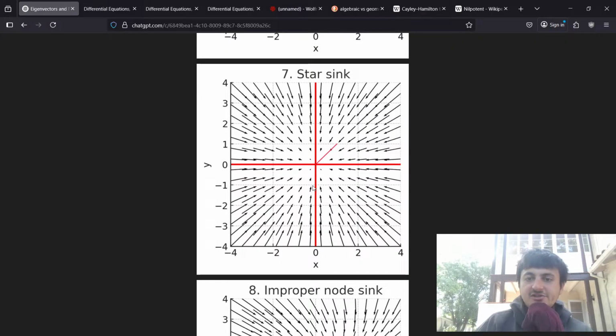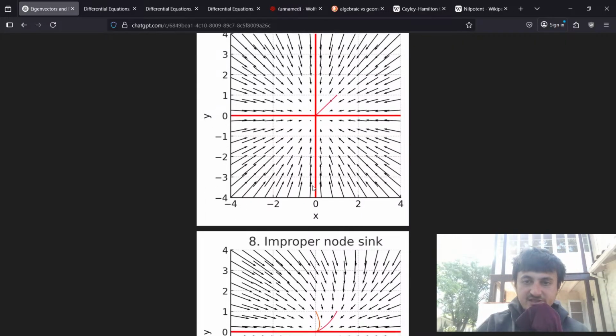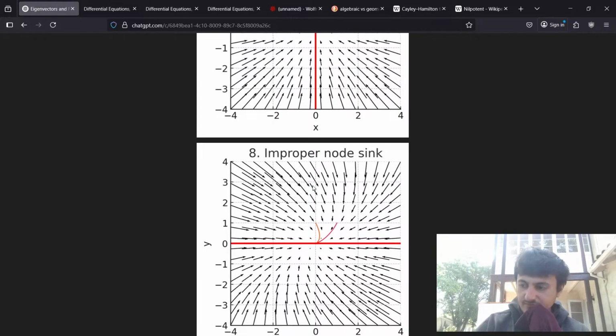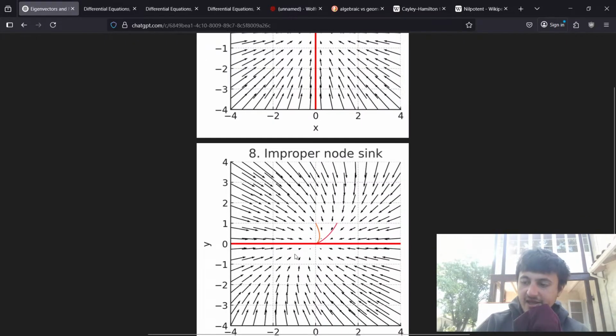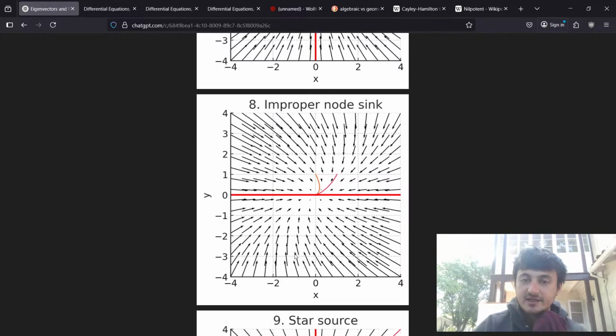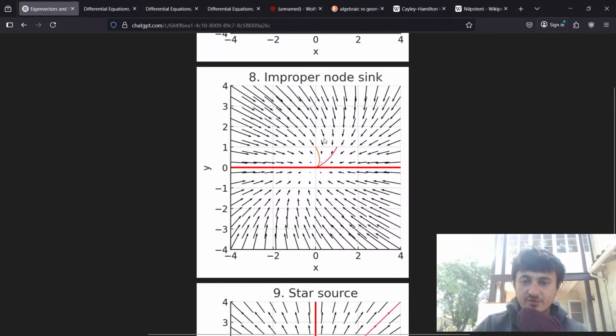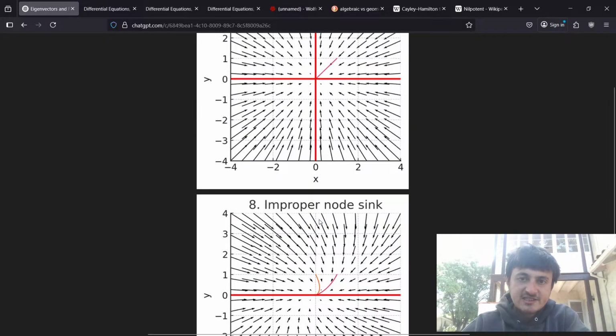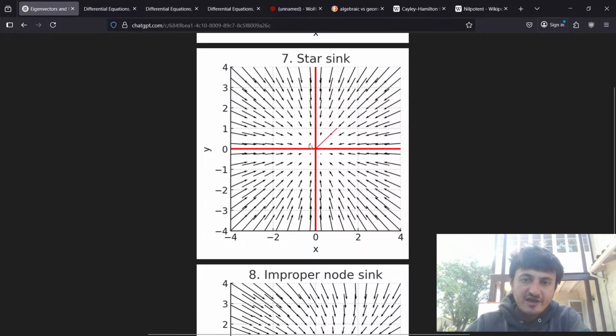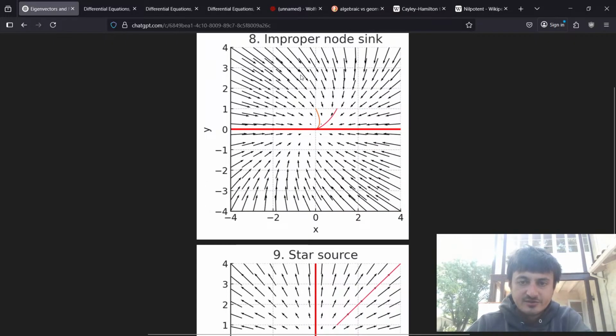Okay, so star sink was kind of the one that I missed, actually. This one I actually did get because that was what I meant when I said repeated sink. Because we have a repeated eigenvalue, but the eigenvalue is negative. But this is the case where we actually have an eigenbasis. So the geometric multiplicity is 2. Here, the geometric multiplicity is 1.